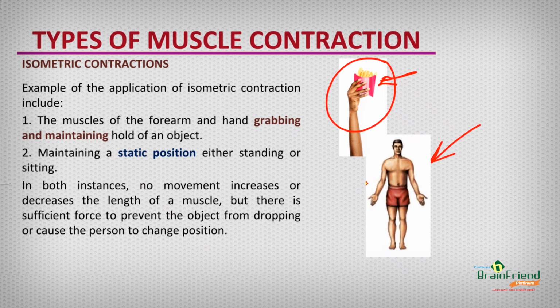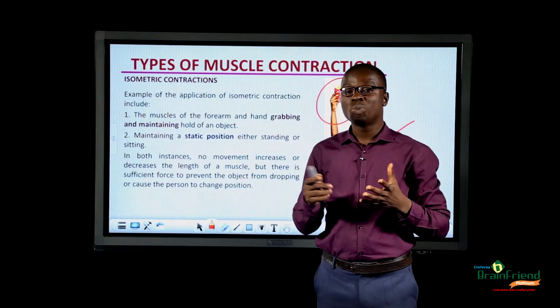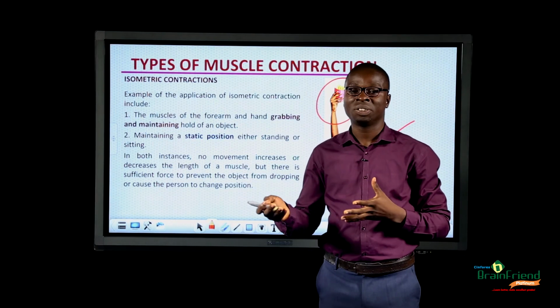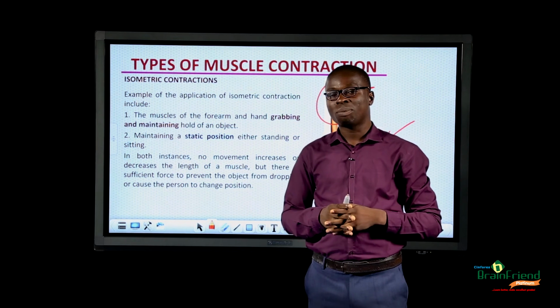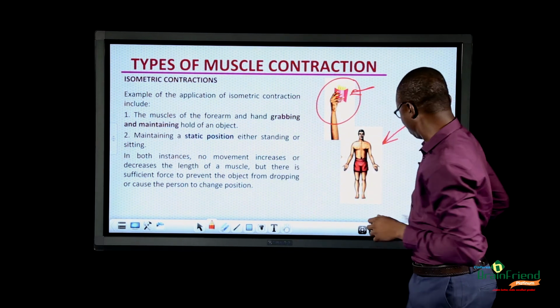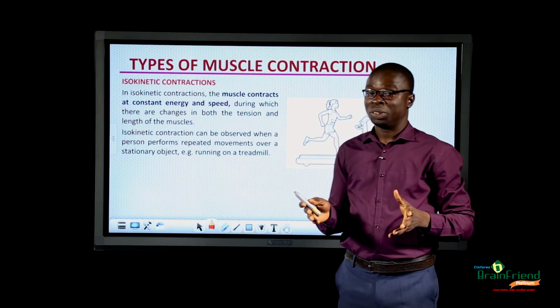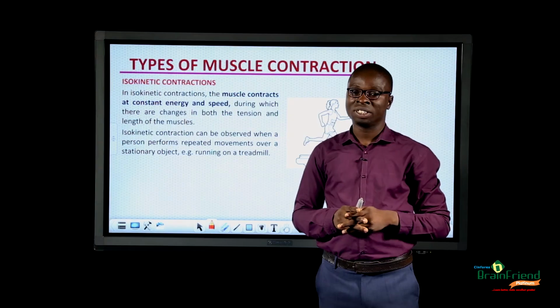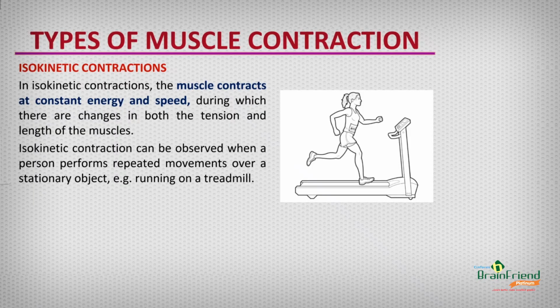Remember, in all instances of isometric contraction, there is no movement that may cause a decrease or increase in the length of the muscles. Now let's talk about the isokinetic contractions. Isokinetic contraction is an unpopular kind of muscle contraction. In isokinetic contraction, the muscles contract at constant energy and speed, during which there are changes in both the length and tension of the muscles. Isokinetic contractions can be observed when a person performs repeated movements over a stationary object. For example, running on a treadmill, as shown in the image here.